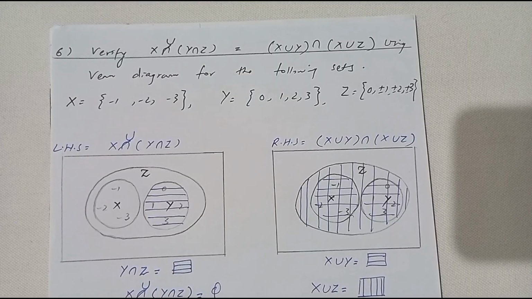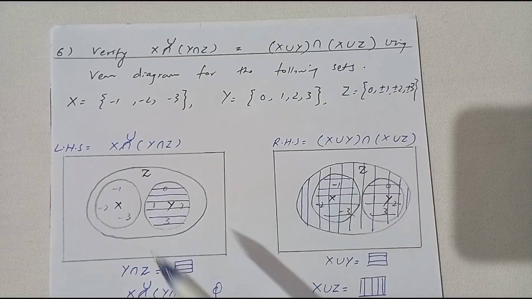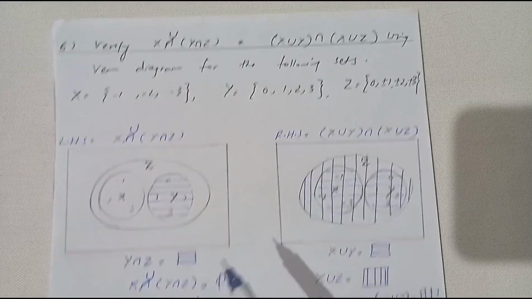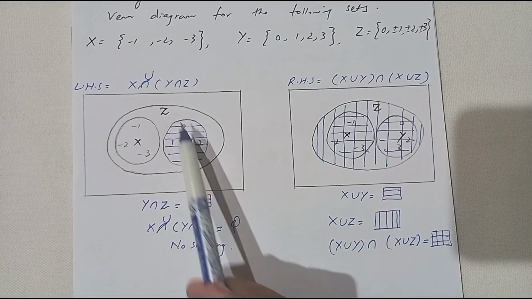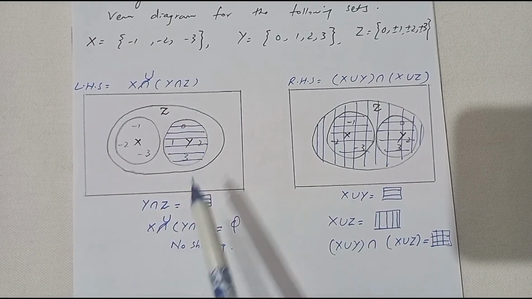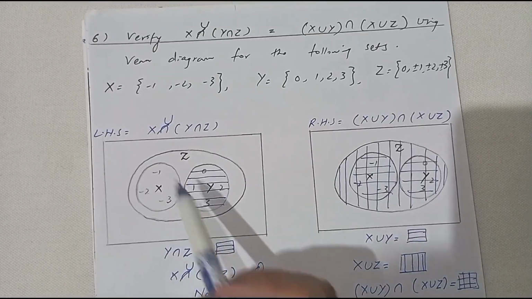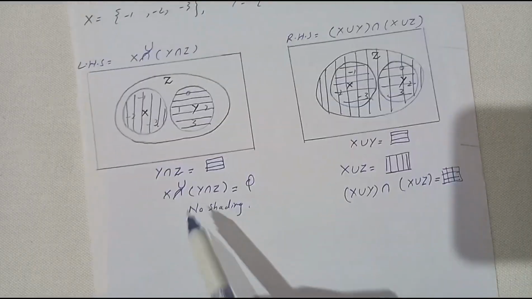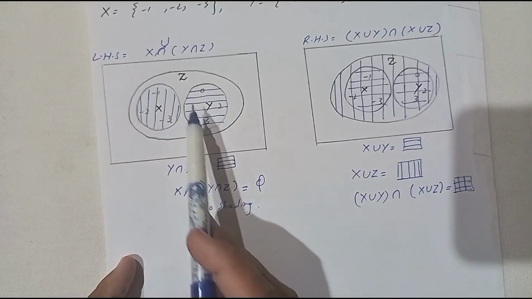In question number 6, we have to verify the distributive property of union over intersection using a Venn diagram for the following sets X, Y and Z. Here X and Y are subsets of Z, so we make the Venn diagram like this. First we shade the left hand side, that is X union (Y intersection Z). Y intersection Z is the common part of Y and Z. Since Y is a subset of Z, only shade the Y part. We shade the Y diagram with horizontal lines and we shade X with vertical lines. So the union of X and (Y intersection Z) is all parts of X and Y.